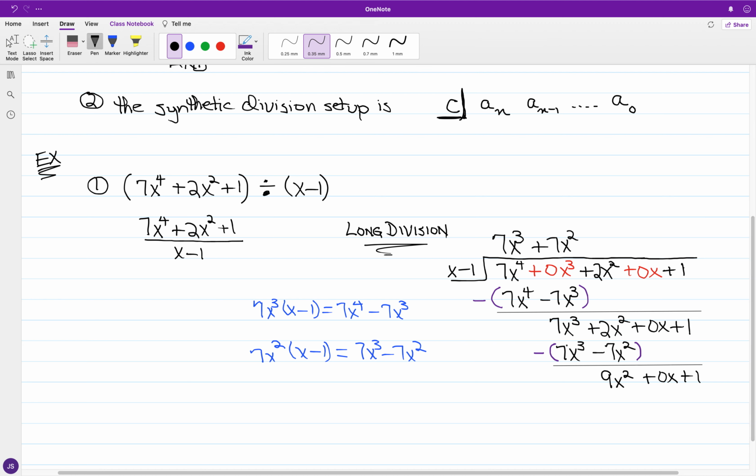Now for the next round, I took x into 7x to the fourth, then I took it into 7x cubed, and now taking it into 9x squared. So this will go 9x times. So we have 9x times the quantity of x minus 1. So this will become 9x squared minus 9x. And we'll line these up underneath the corresponding like terms. So we have 9x squared minus 9x.